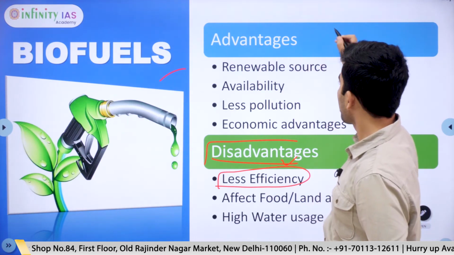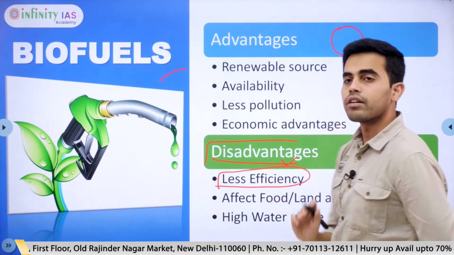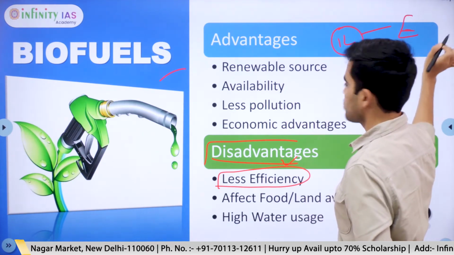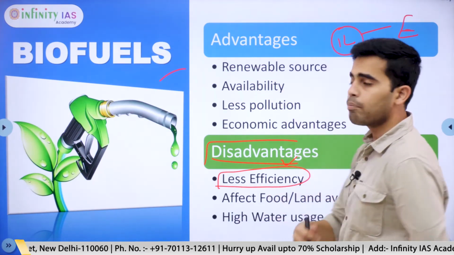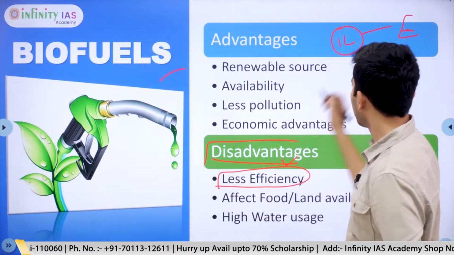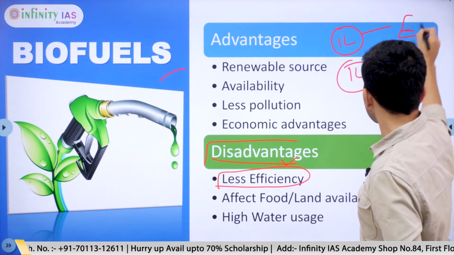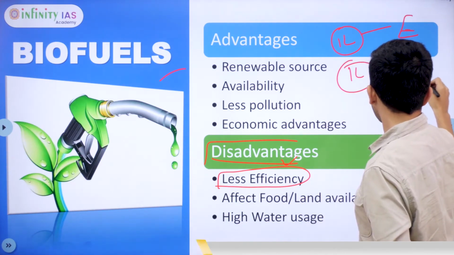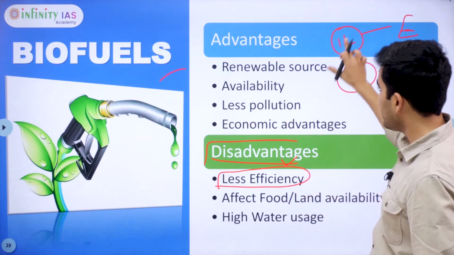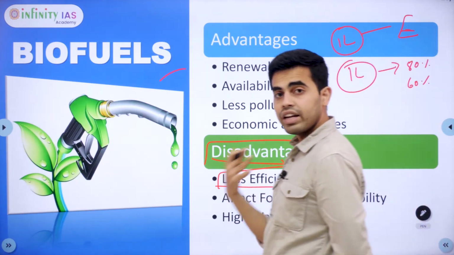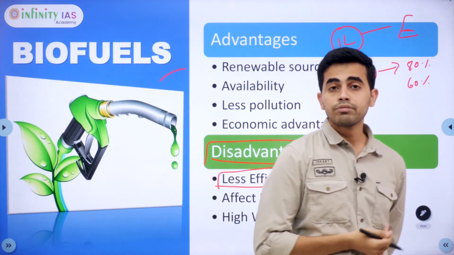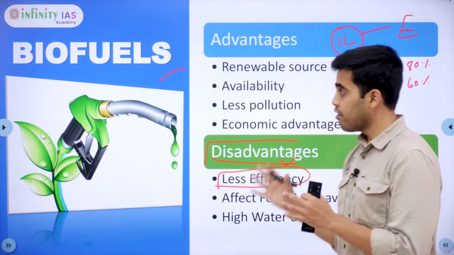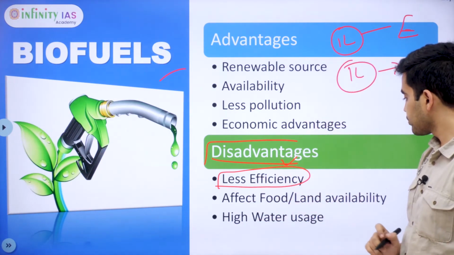If we see the amount of energy produced, for example, 1 liter of petrol produces a certain amount of energy, but 1 liter of biofuel, for example bioethanol, will not produce this much. It will only produce, let's say, 80% or 60% of the energy. So it is not very efficient. Biofuels are not very efficient in producing energy. So this is one of the most important disadvantages that is stopping us from increasing the use of biofuels.